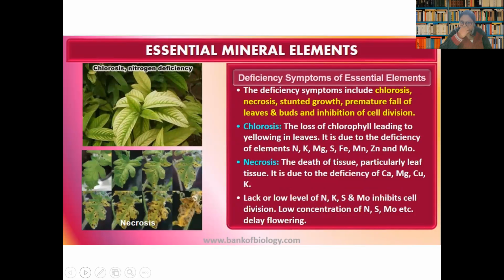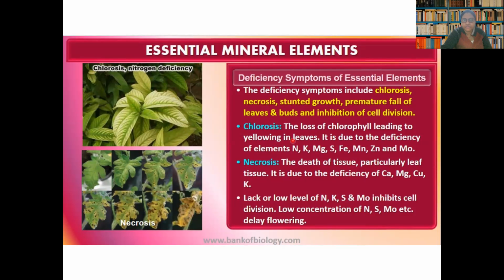Great. So now we will see different deficiency symptoms. So first one is chlorosis. We call it chlorosis because here, as you can see, in comparison with the normal leaf, the chlorophyll content of the leaf is deprived. So obviously that's why it is called chlorosis. Chlorosis is the loss of chlorophyll.